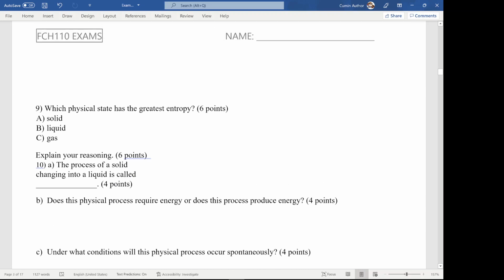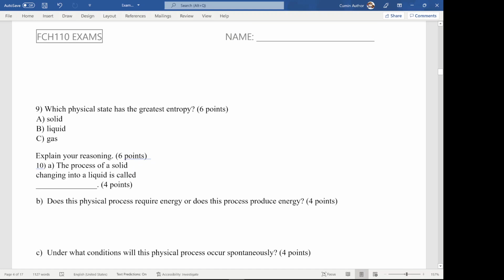So now we have number 9. Number 9, which physical state has the greatest entropy? And again, the most important thing to think about entropy is how many different valid configurations of this system there can be. If I have a solid, it's going to be a block, it's just going to sit there as a block and it's not going to do much. The individual molecules in a solid vibrate back and forth, but they don't move around much.